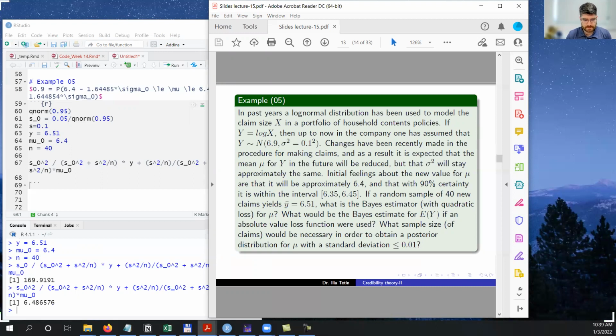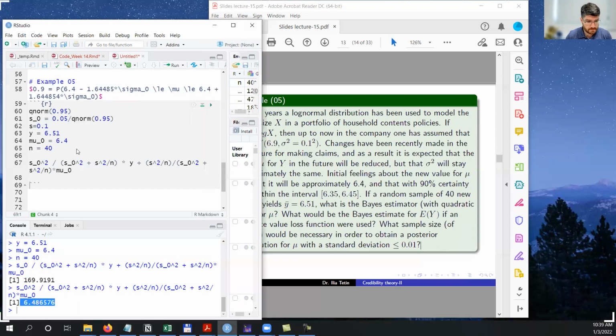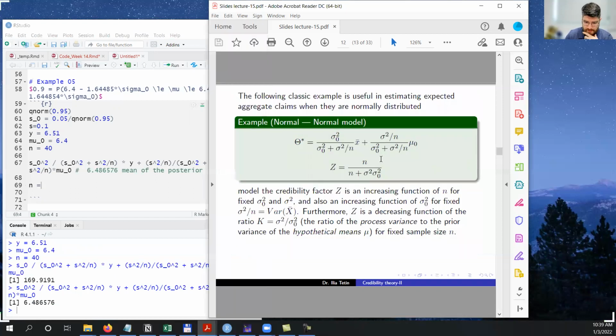And the mean of this posterior is given by 6.48. So this is the mean of the posterior. And we need to estimate n. How can we estimate n? n can be estimated with this kind of value.